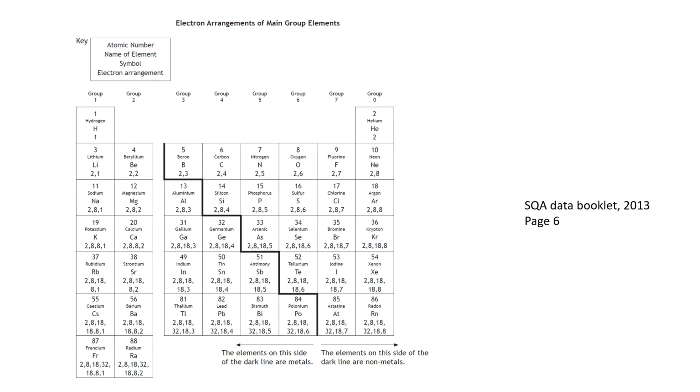Another page in the data book that may be more useful for doing covalent bonding problems would be page 6 in your data book as shown here. So you can see not only does it have a key here, which will allow you to tell if an element is a non-metal or a metal, it has the electron arrangements for each element. And this is useful if you're doing electron sharing diagrams when you need to know the number of outer electrons present in each element.